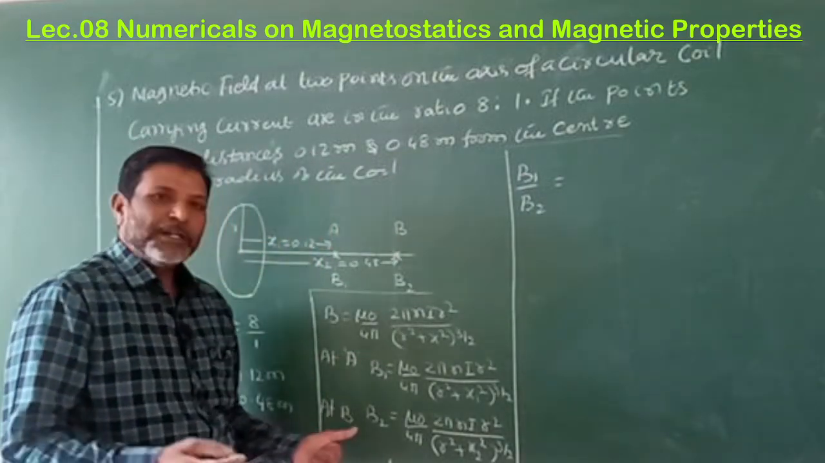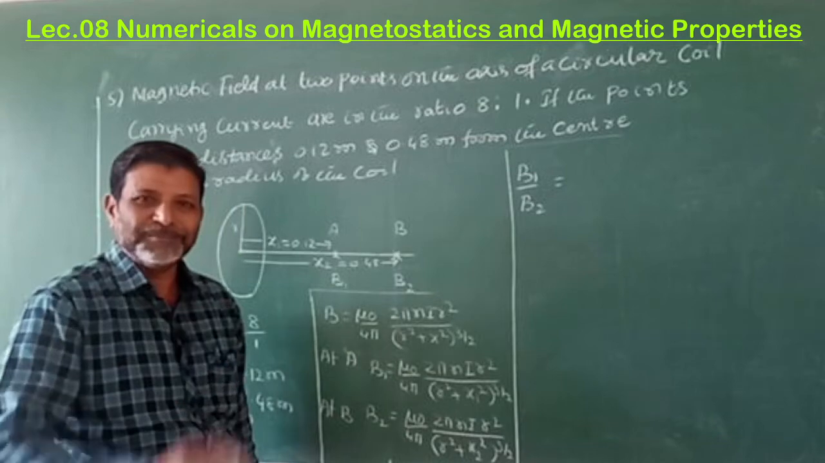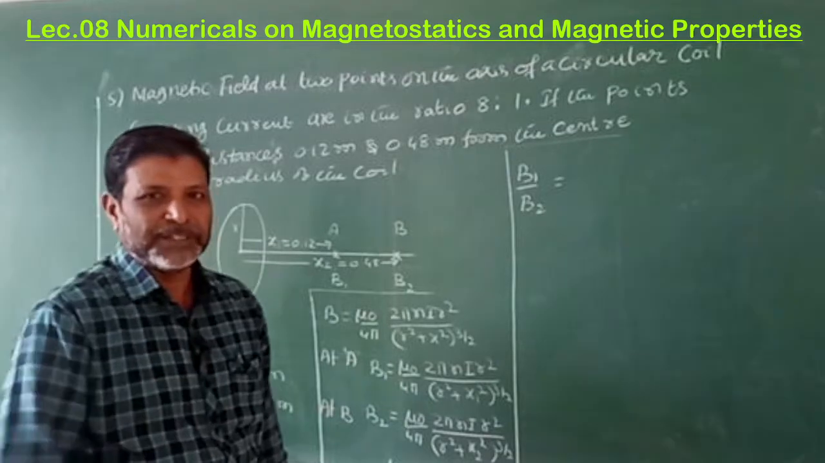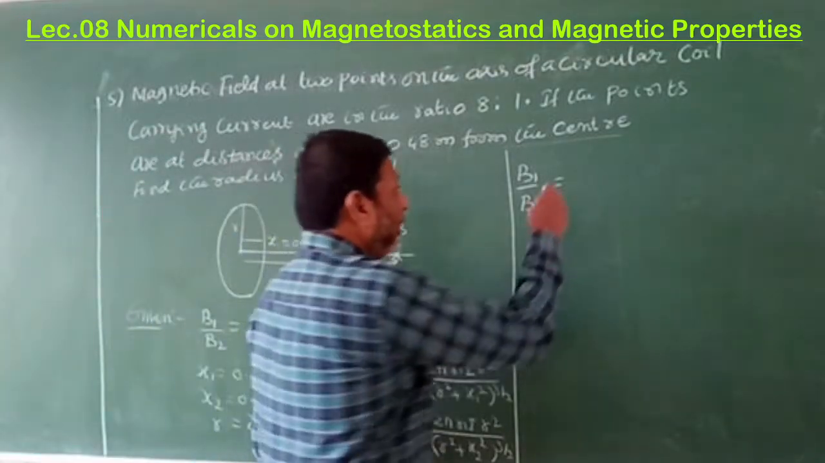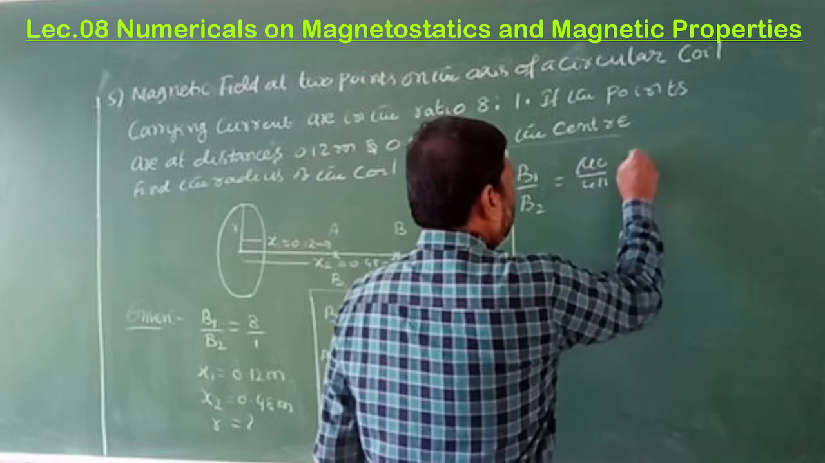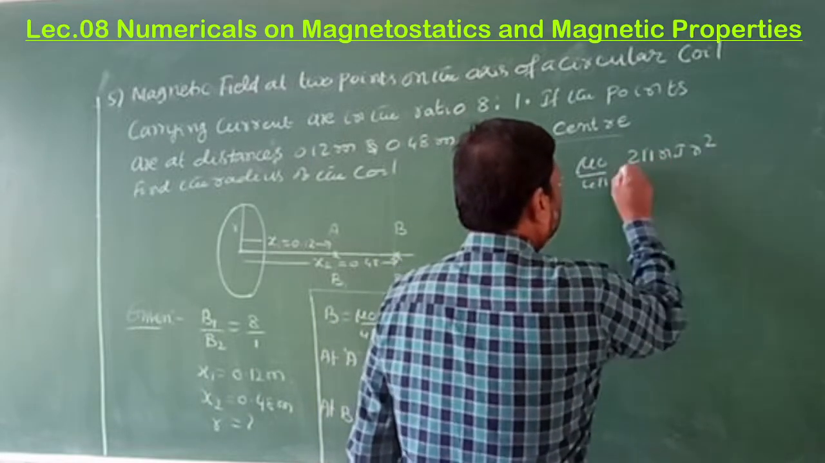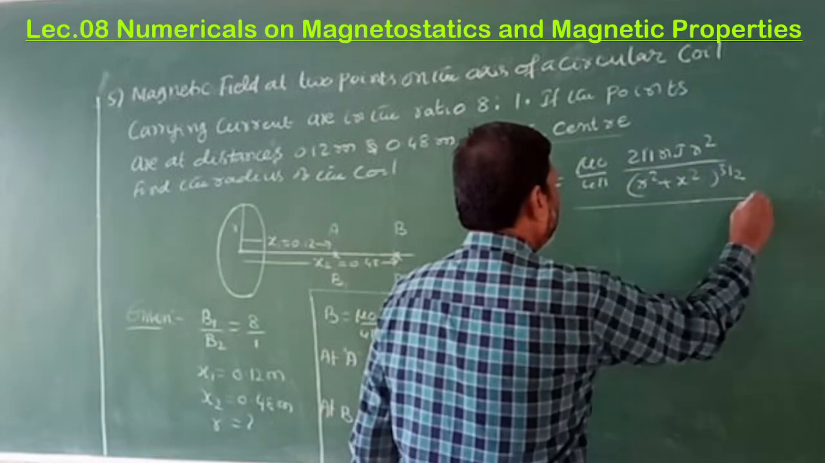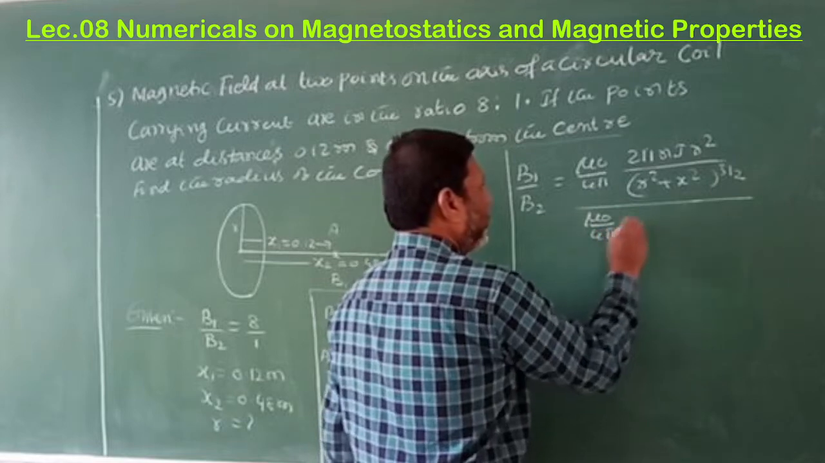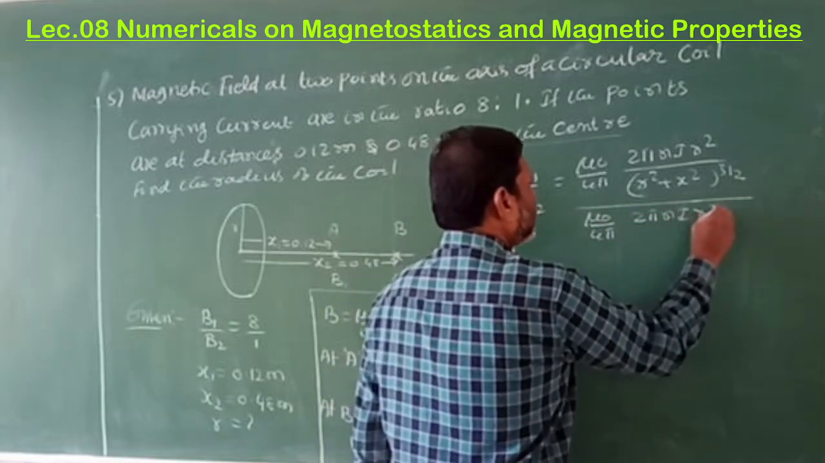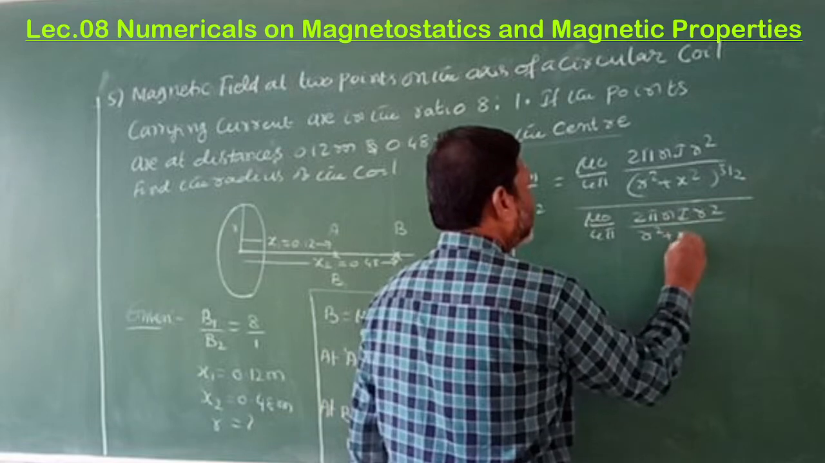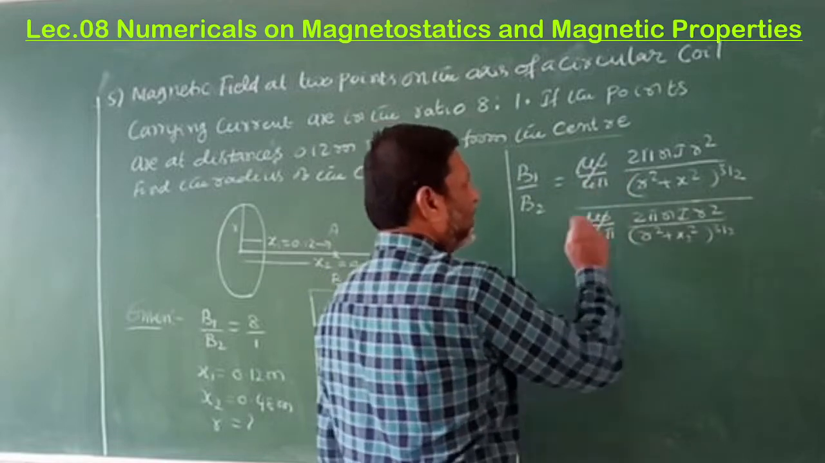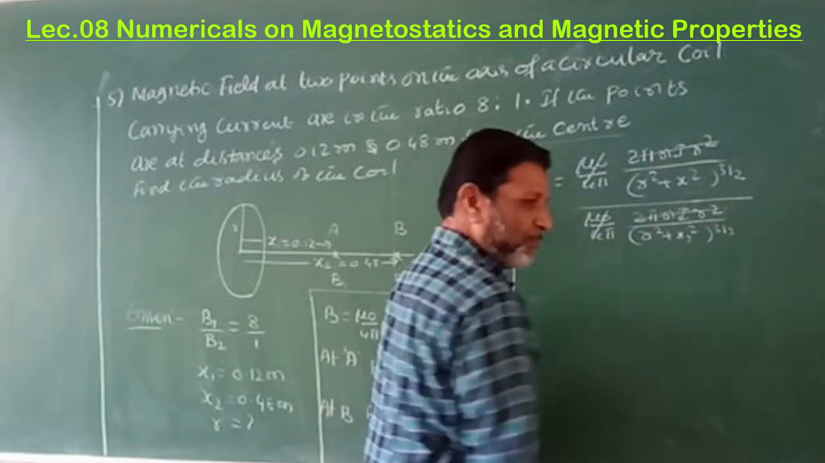Students who are well familiar with basic mathematics can do this very easily. Otherwise you have to do 2 or 3 additional steps. Now here, mu naught divided by 4 pi, 2 pi N i r square divided by r square plus x1 square whole raised to 3 by 2, divided by mu naught divided by 4 pi, 2 pi N i r square divided by r square plus x2 square whole raised to 3 by 2. Now this will get cancelled, and this also gets cancelled.